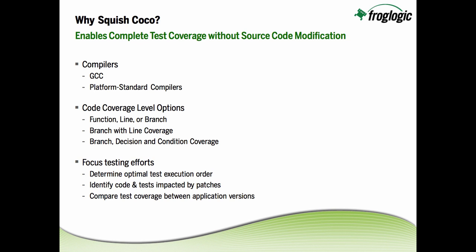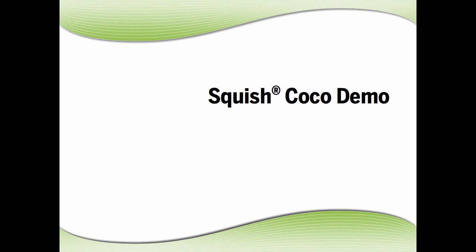You'll also see today how you can help focus your testing efforts by either determining an optimal test execution order for a set of tests in a given time frame, seeing how much those tests will cover in a given period of time and what order might be best to cover the code. You also have the ability to identify what code is impacted by a patch and the tests that cover that set of code, and then compare your testing coverage between application versions as well. So with that, we'll switch over to the demonstration.